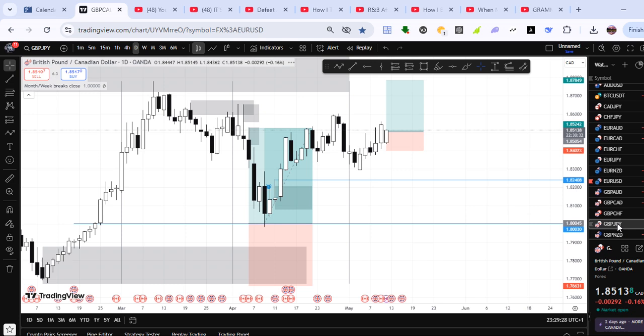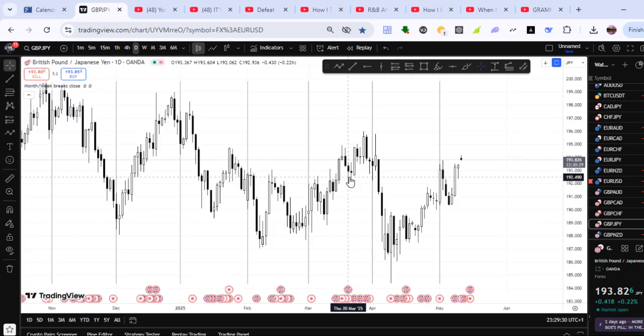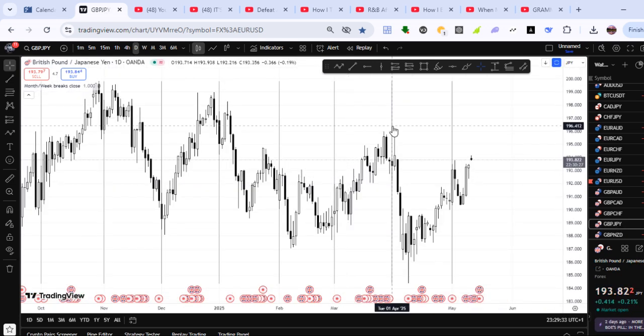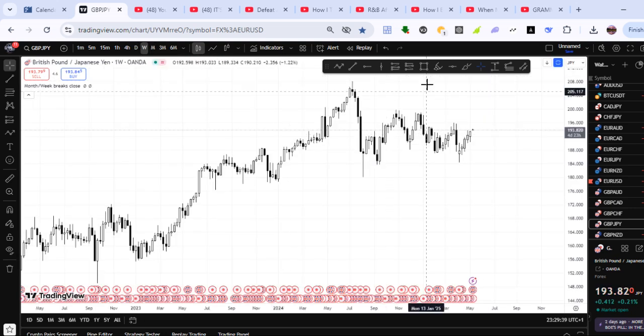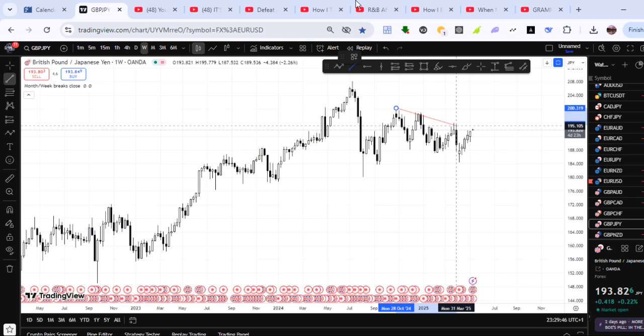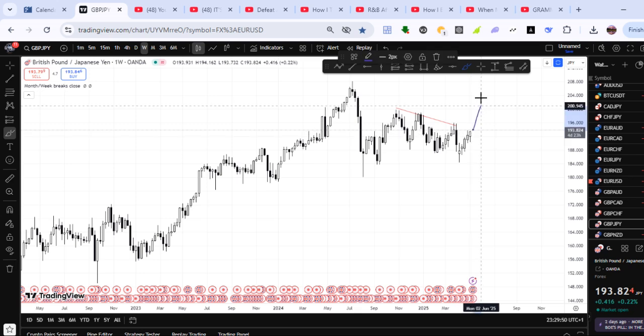The pound yen, same thing, longs to the upside, but price is at the supply, which looks very tricky. But if we look at this, there is nothing here. All this looks like liquidity, so we could actually see price get hit as high as this 204 area before anything like this.